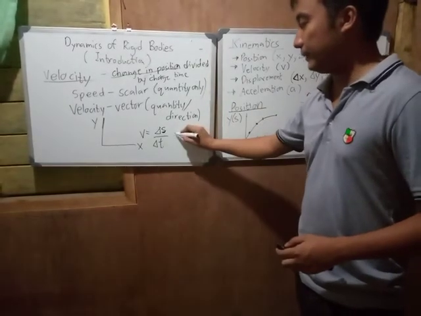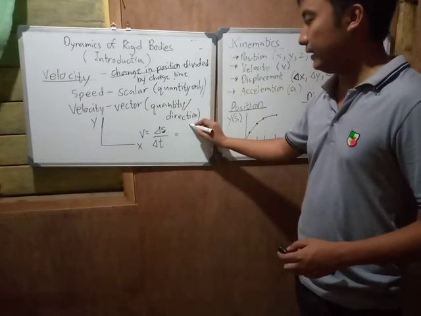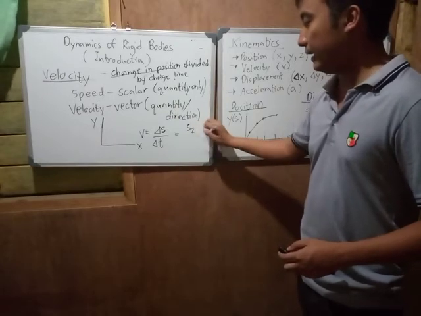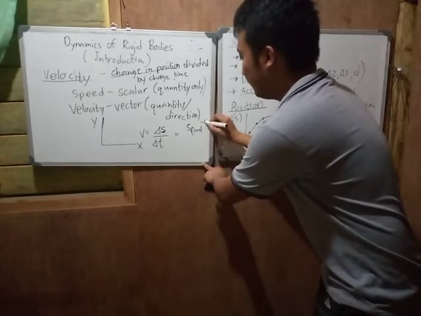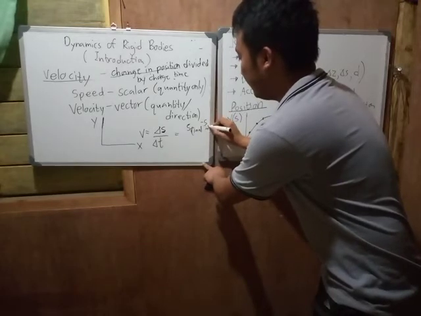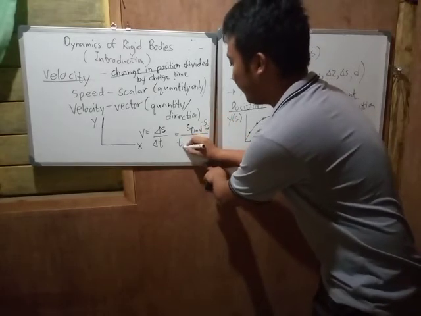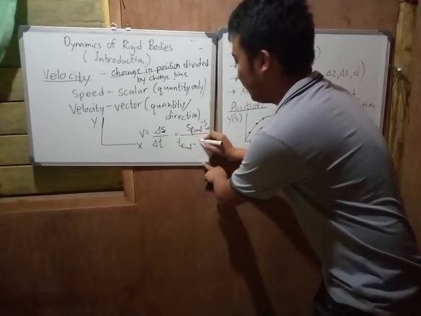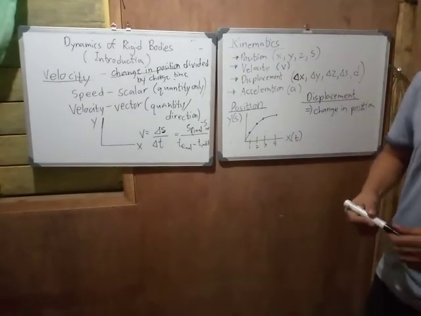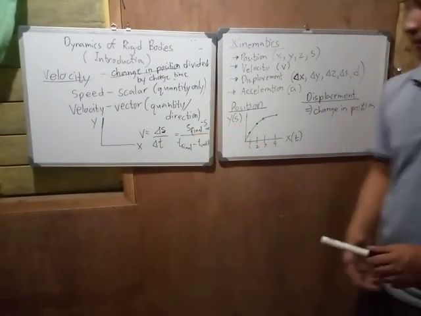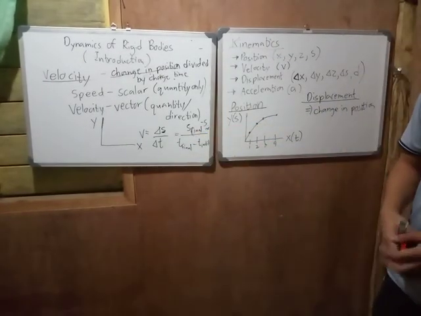And then the change in time. So, meaning, this is S final minus S initial, over T final minus T initial. Okay? Sana naintindihan. Okay?